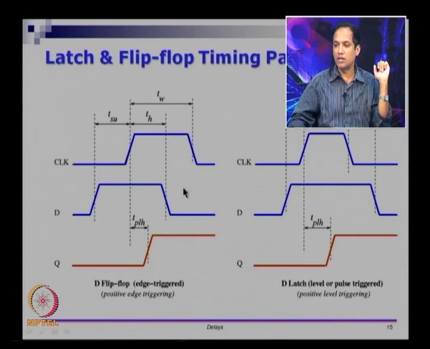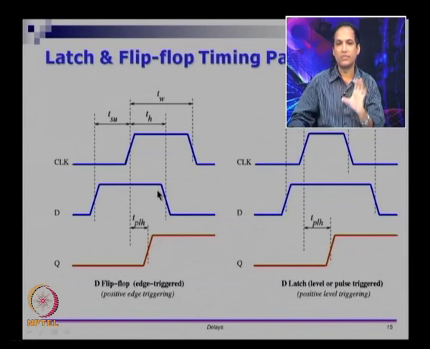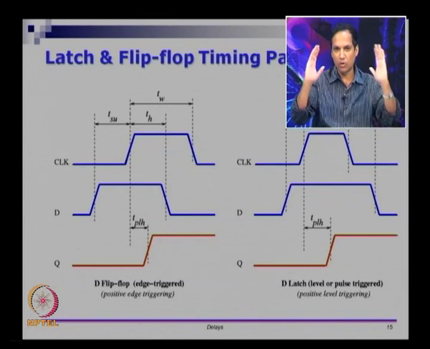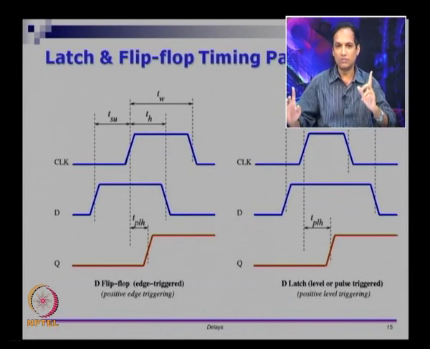If you keep the input constant for TSU plus TH time units, TSU separately and TH separately, but for the overall window of TSU plus TH time units, then a change in input will be captured as a change in the output. So you can see that the change in input from 0 to 1 happened before TSU and was held constant up to TH units after the clock edge arrived. Because of this, the output actually transitions from 0 to 1.